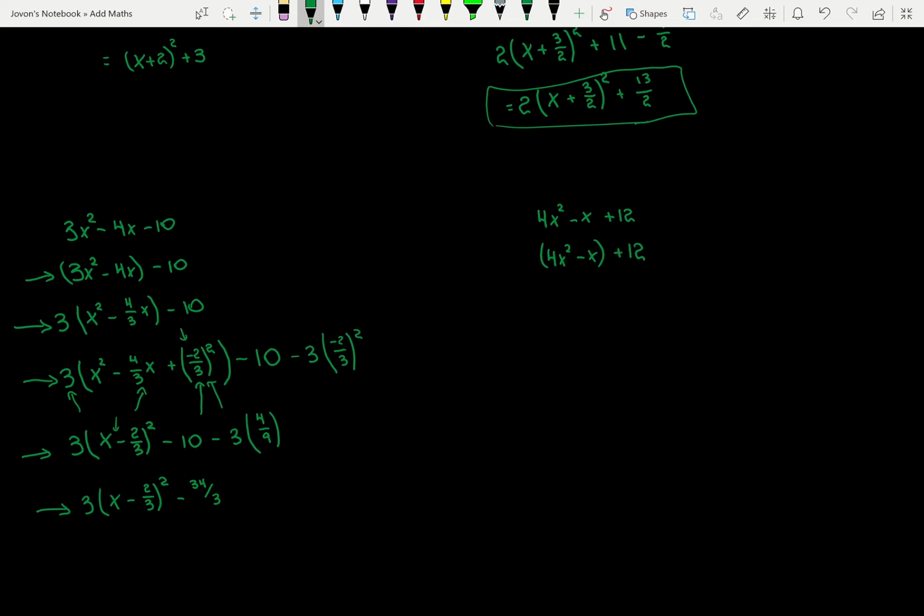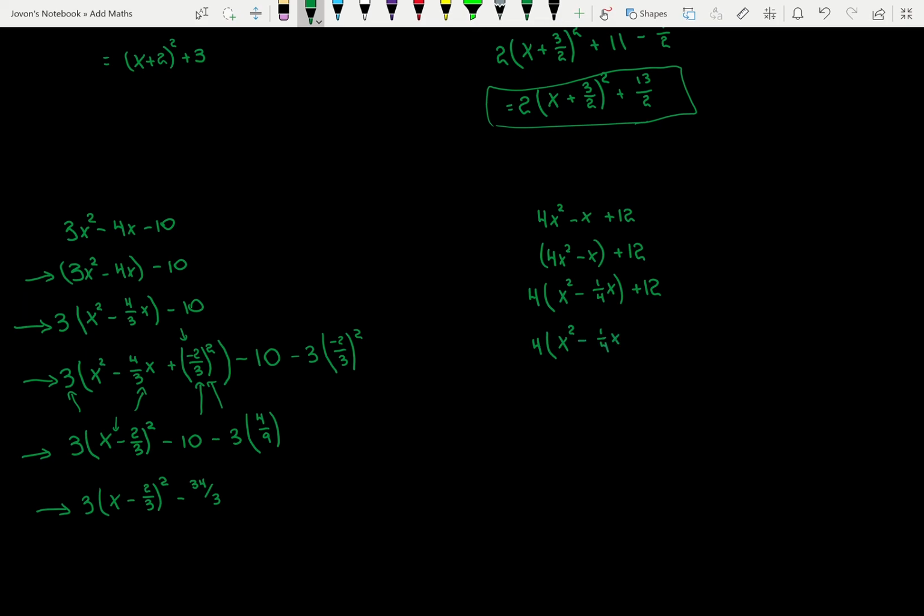Think to yourself, what's the next step? We factor out the coefficient of x squared. So we get 4 into x squared minus x over 4. Basically divide the x squared term by 4 and divide the x term by 4. A better way to write this is 4 into x squared minus a quarter x, plus 12.